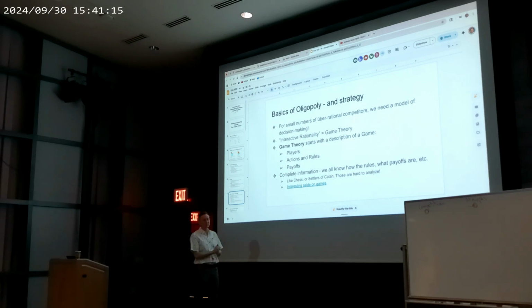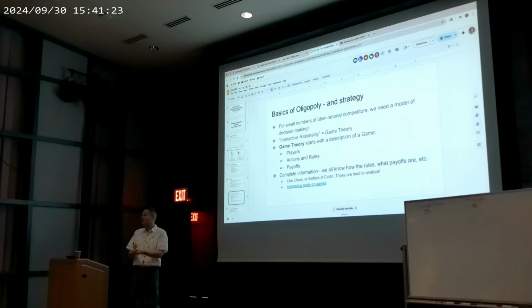So typically, we just start with a basic description of a game. Who are the players? What sorts of actions might they take? What are the rules, right? Like, do players go sequentially or do they go at the same time? All this stuff. And then what are the payoffs? That is to say, what do I get when I make a choice and you make a choice, right?